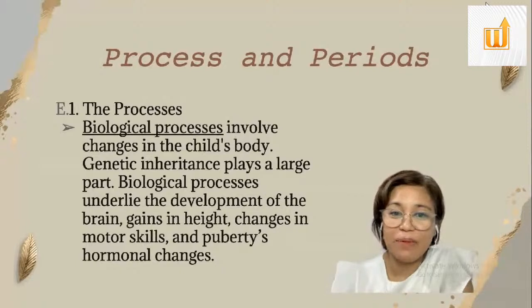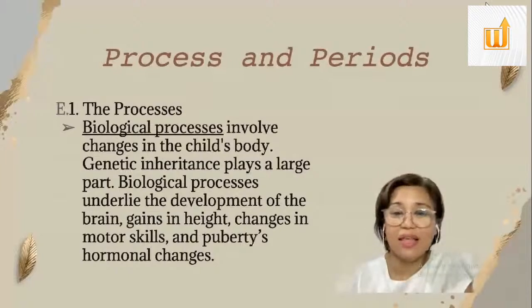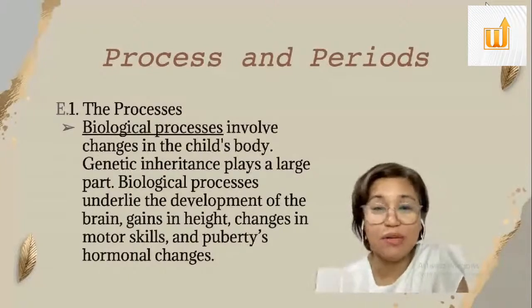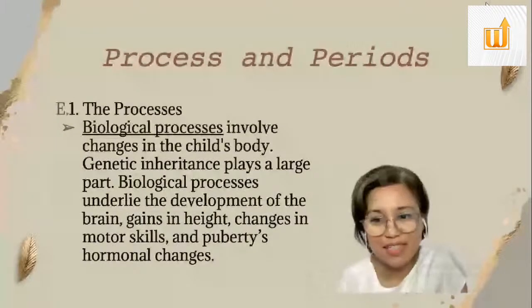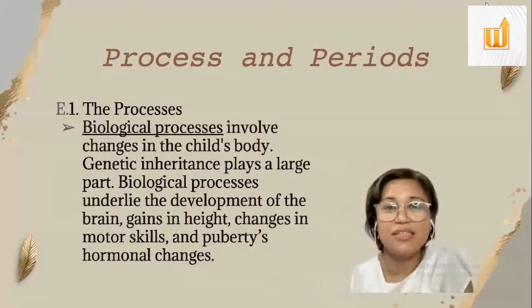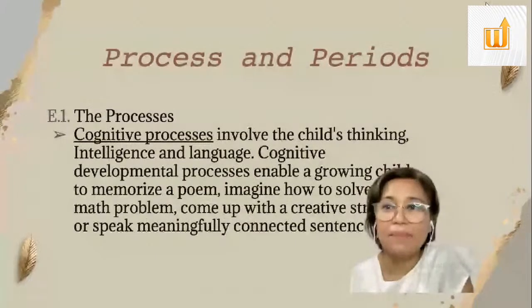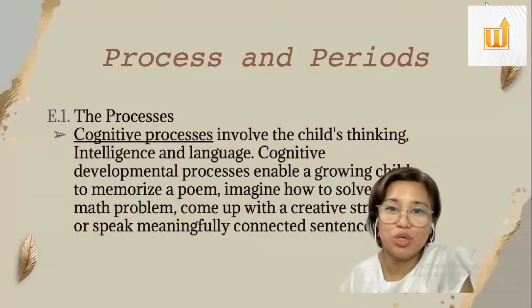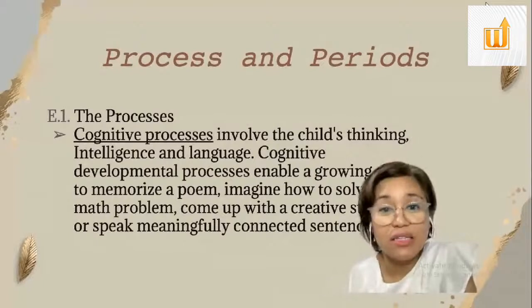These processes underlie the development of the brain, the growth in height, weight, changes in the motor skills, puberty, hormonal changes, no, and the development of the different systems of the body. So these are all biological processes. It pertains to important processes that are needed to mature in order for the child to be healthy as well. And then we have the second process, which is the cognitive processes.